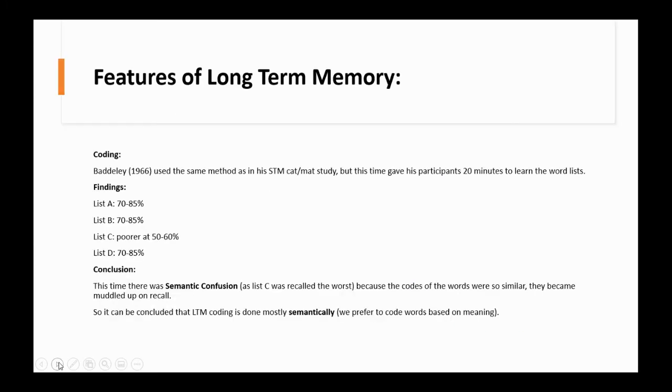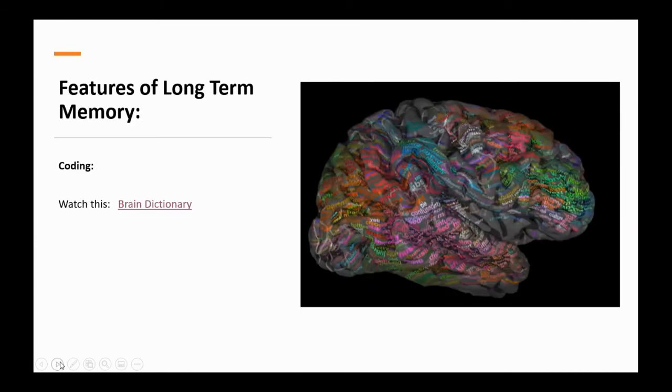Long-term memory is coded semantically. So long-term memory is coded based on meaning. The video on the Brain Dictionary that's linked on the classroom is helpful to look at how coding occurs in long-term memory.